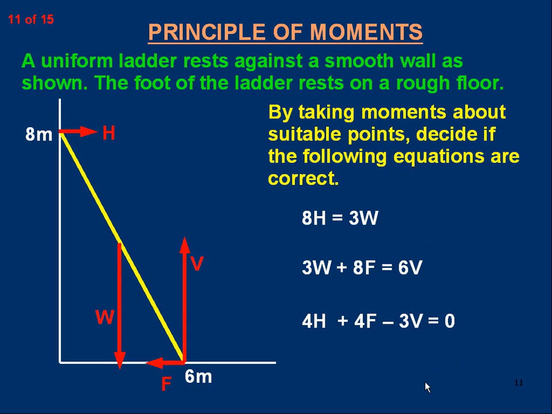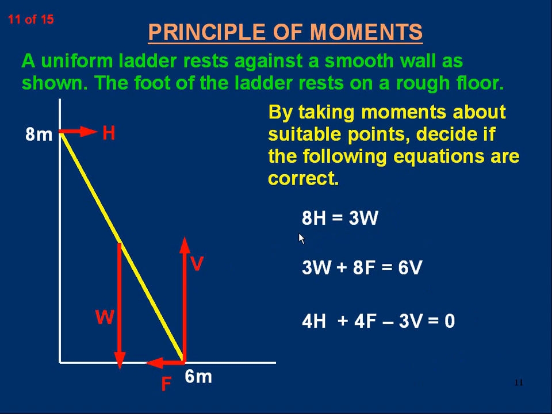Okay, well I hope you've had a go. You might have needed to copy the diagram out and draw some things on it. Let me go over the first one. 8H is 3W. The first thing to notice is that forces V and F aren't in that equation.